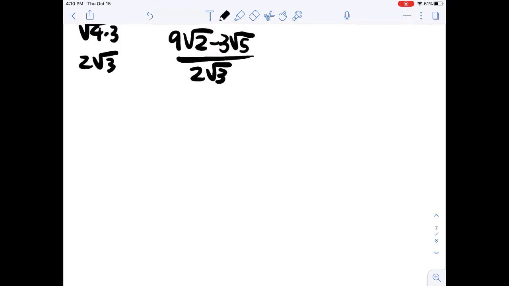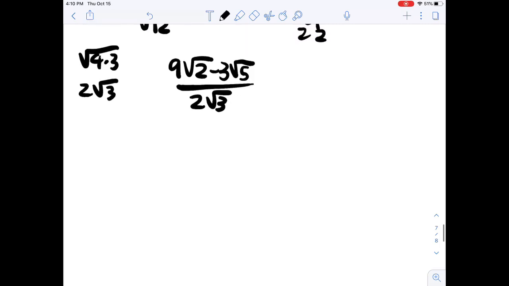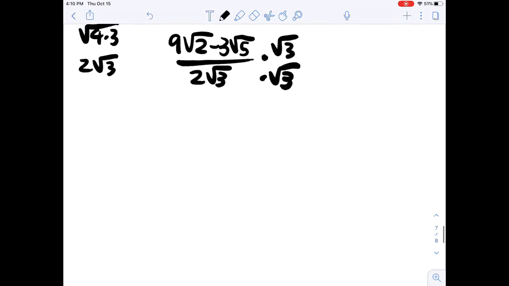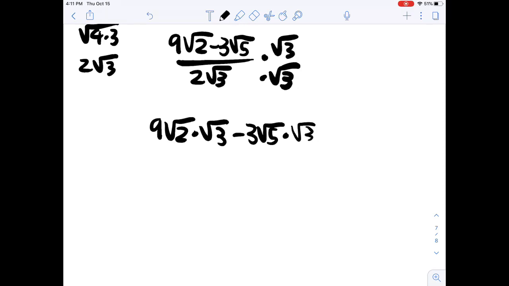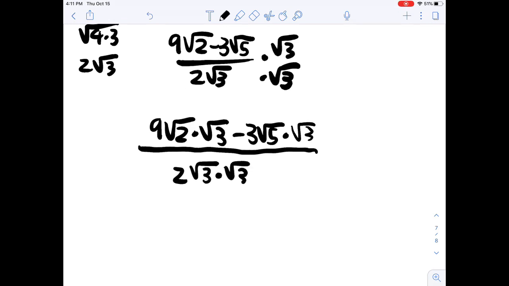And we're not going to multiply both the top and bottom by 2 times the square root of 3. We're just going to multiply the top and bottom by the square root of 3 because that's the irrational part. And so we get 9 times the square root of 2 times the square root of 3 minus 3 times the square root of 5 times the square root of 3 over 2 times the square root of 3 times the square root of 3.